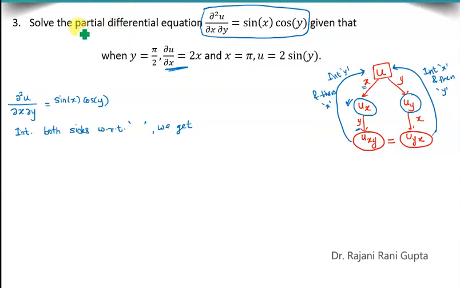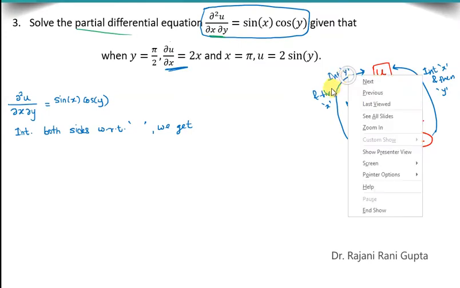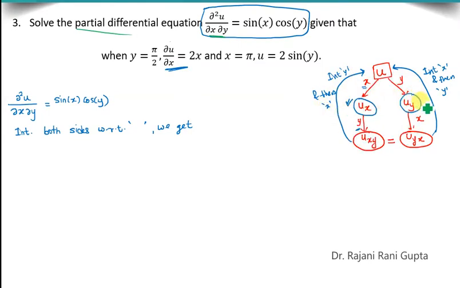So when we talk about solving this partial differential equation which is involving the mixed partial derivative, we have two ways. Either we start with integrating with y first and then with x, or we can start integrating with x first and then with y. But out of these two, which one we have to use can be checked from the given conditions.